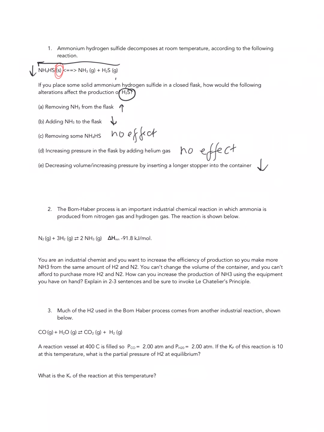Okay, the second one is the Haber process. So it's asking you, you are an industrial chemist and you want to increase the efficiency of production so you can make more NH3 from the same amount of H2 and N2. We can't change the volume of our container and we can't afford to purchase more H2 and N2. So how can we change production?